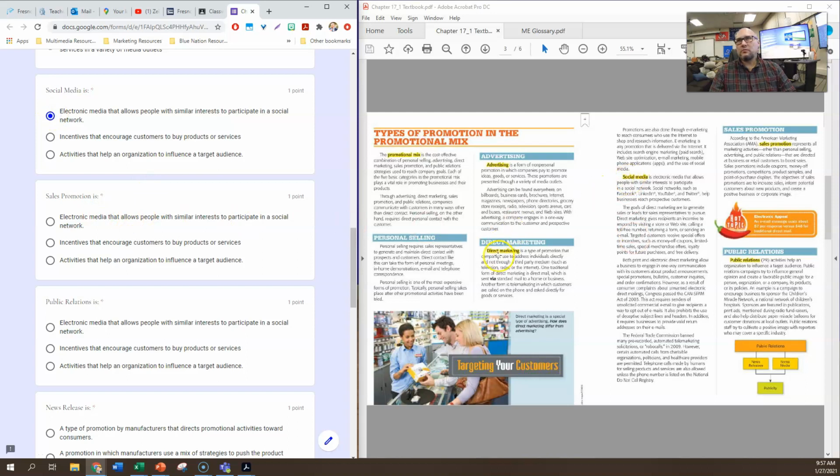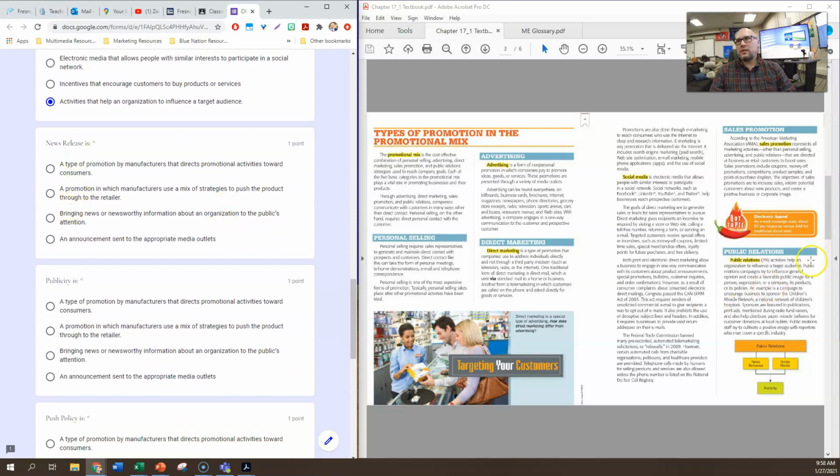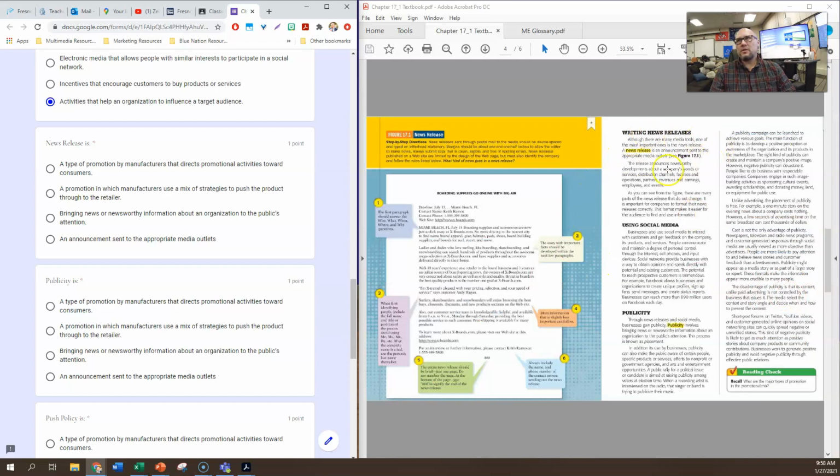Sales promotion. Right here, again in yellow, you can find the section where this vocabulary word is. So sales promotion is incentives that encourage customers to buy products or services. Okay, that's where we get the word sales, so it's just a shortened version of sales promotion. Public relations is in this section right here. Okay, so public relations is activities that help an organization influence a target market. News release is going to be on the next page right here, so it's an announcement sent to the appropriate media outlets.